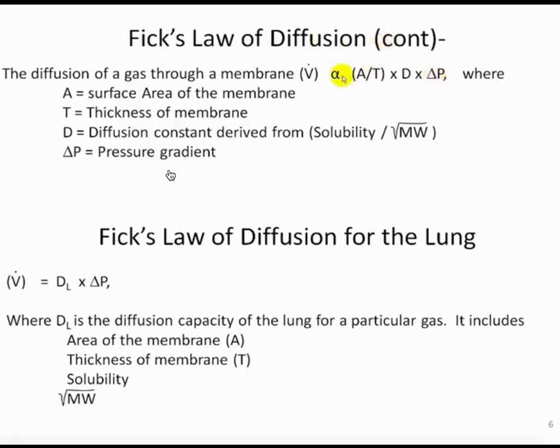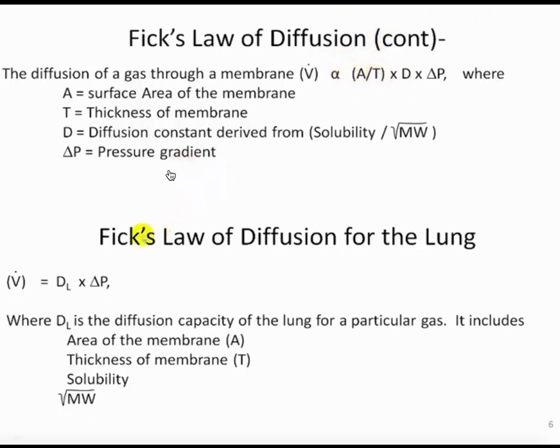So one way to look at this is, if disease is decreasing your A or increasing your T, which will impair your diffusion, what you're left with is to ramp up your delta P to compensate. A simple example: if one lung has to be removed, you lose half of your surface area. If you want to maintain the flow you had, you'd have to double your delta P to account for that. That's a good way to think about this equation. And again, principally, disease is decreasing A or increasing T.